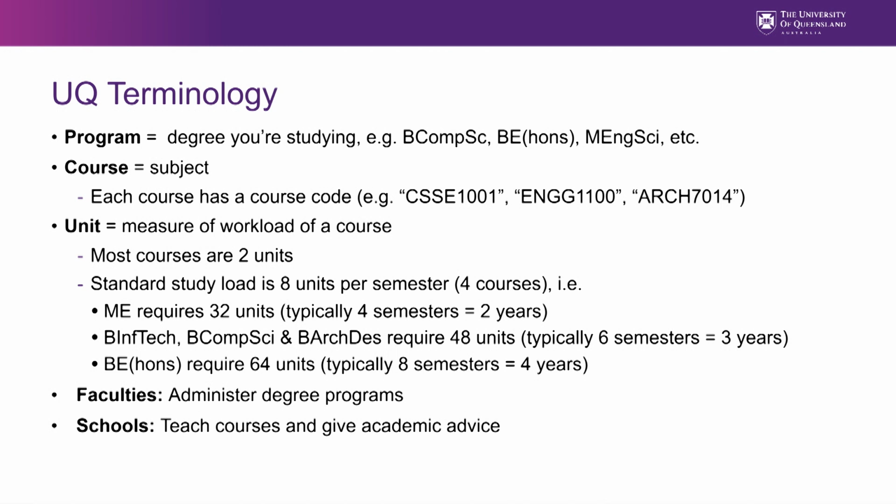The Bachelor of Information Technology, the Bachelor of Computer Science, the Bachelor of Architectural Design, and the Bachelor of Design require 48 units, so typically 6 semesters or 3 years. The Bachelor of Engineering Honours requires 64 units, so that typically takes 8 semesters or 4 years.